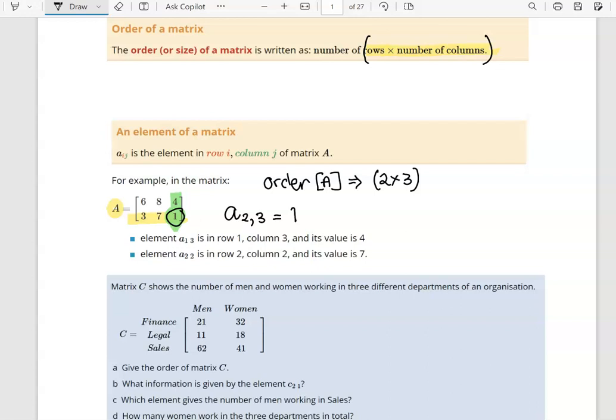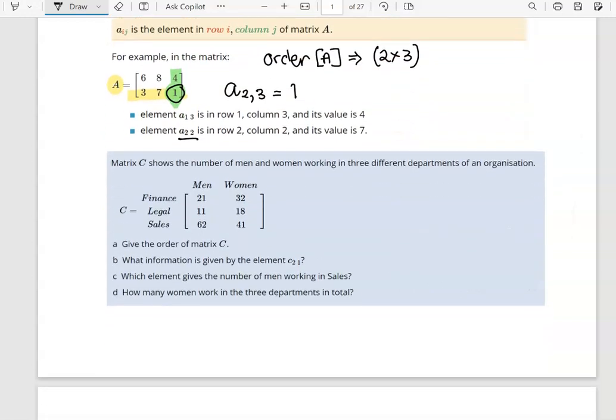There's a 1 there. So there's another couple of examples there. They had element a13, that means row 1, column 3. So you can see they said that was 4. And then in the next one, we've got a22, so row 2, column 2. So that's the 7. All right, so let's keep going.